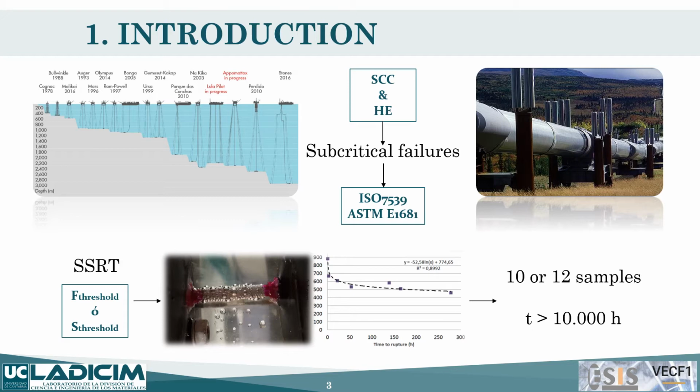In order to do that, standards such as ISO 7539 or ASTM E1681 have been developed. And among the tests included, the slow strain rate tests are the most commonly used. But these tests basically consist of subjecting a sample to a certain load in the environment and waiting until failure, which takes a lot of time and a lot of samples.